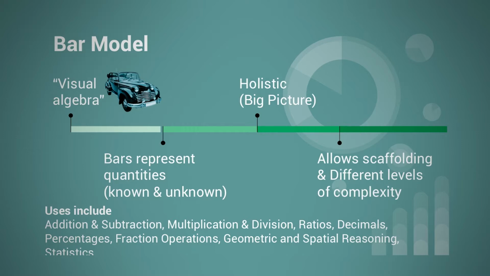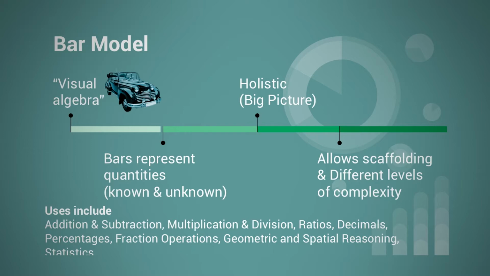And so that's powerful. And it's holistic, which means it treats things like a whole. You want to see the big picture, the relation. You don't have just a list of isolated things like a detective dealing with clues. You have the whole picture. That's important because the brain likes holistic things. The brain likes to see things like the whole. And it allows scaffolding and different levels of complexity.